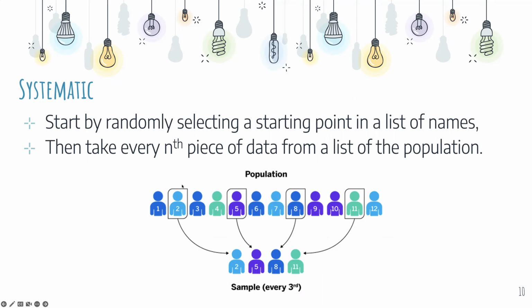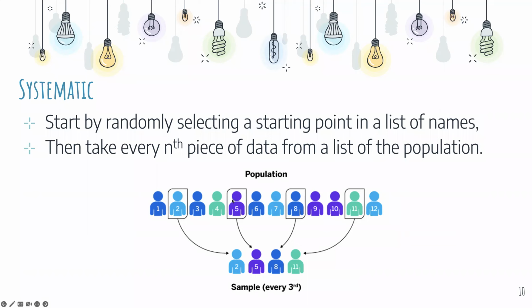Let's just say, for example, with this figure that we have here, we randomly choose individual number 2 to be our initial point. Then we are going to take every nth piece of data from a list of the population. Let's say that the nth piece that we are going to select is the third piece. So we move from our initial individual, and we count 1, 2, and 3, and the third person in the list gets selected to the sample.